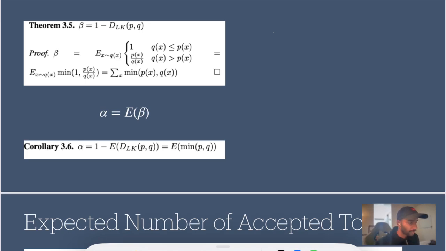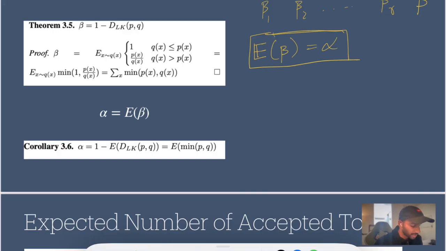So if we fix models P and Q, beta is still a random variable for any given time step, right? So we have beta 1, beta 2, and so on until beta gamma, right? All of these are values of the random variable beta itself, and the randomness lies in the context now. We are defining a new term here called alpha, which is the expected value of the acceptance rate across time steps. That is a solid definition here.